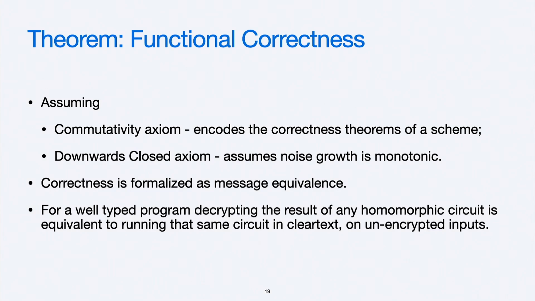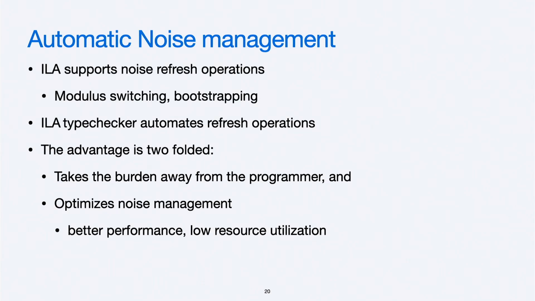If an FHE scheme doesn't satisfy either of these two axioms, I would say it's incorrect. And then we formalize correctness as a message equivalence, which is: running a circuit on the clear text is the same as running an equivalent circuit on the encrypted data and then decrypting it back. And further, we also have noise management.